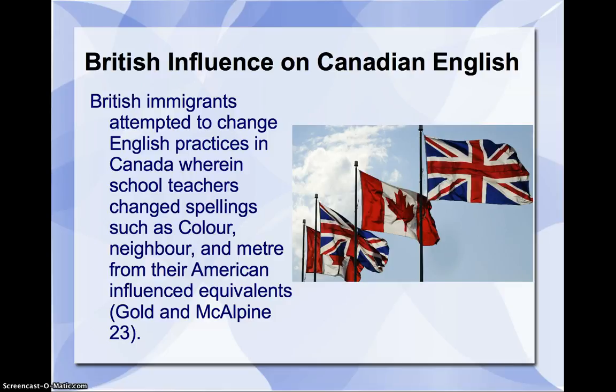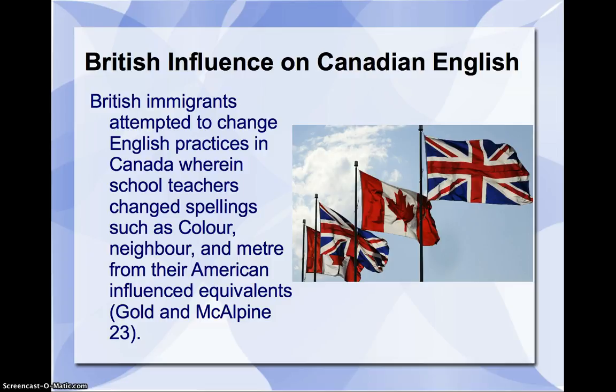Another important part of the Canadian English development is the British influence on the country. British immigrants began to influence Canadian English accents and dialects in the 19th century, particularly in Ottawa and Peterborough and Nova Scotia, as the founding population of the areas. Furthermore, British immigrants attempted to change English practices in Canada, wherein school teachers changed spellings such as color, neighbor, and meter from their American-influenced equivalents, which we will explain later why the Americans influenced Canadian English before the British did.